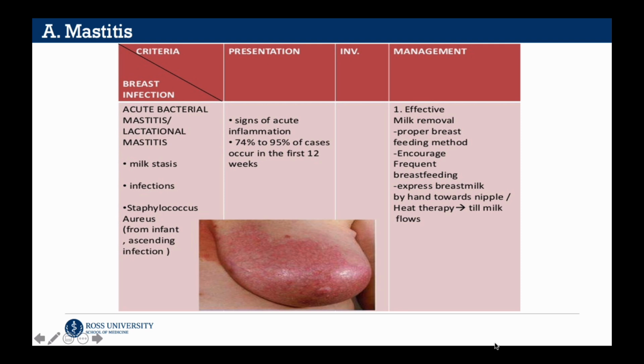First, mastitis. This is also called acute bacterial or lactational mastitis. This can be caused by milk stasis or infections, most commonly from Staph aureus. It presents in most cases as acute inflammation. In case of mastitis, it is important to reassure and encourage the mother to continue breastfeeding.